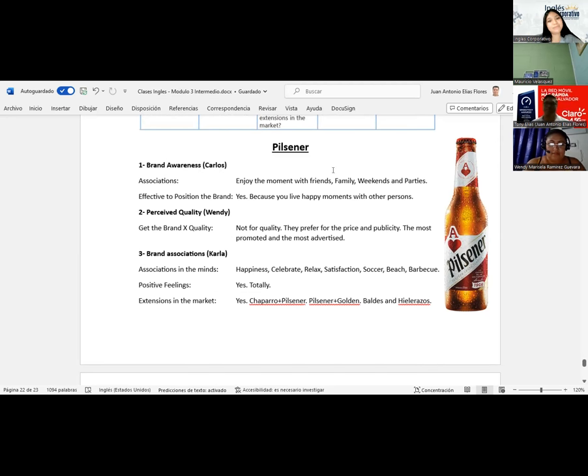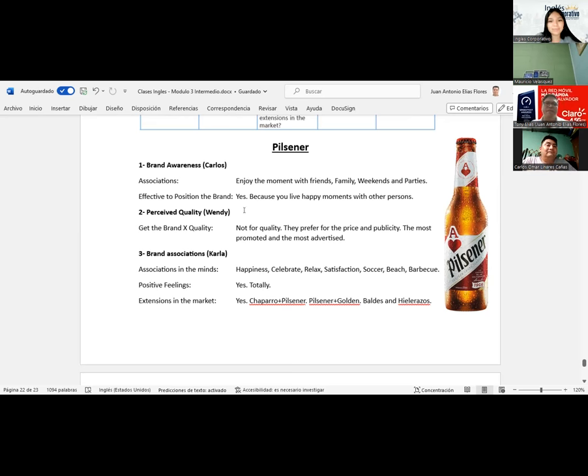The first one is Carlos. Good evening, and we chose the Pilsner because tomorrow is Friday and the body knows. Association: I enjoy the moments with friends, family, weekends and parties. Is it effective to position the brand? Yes, because you live happy moments with other people. Yes, this is part of the slogans that the Pilsner uses.